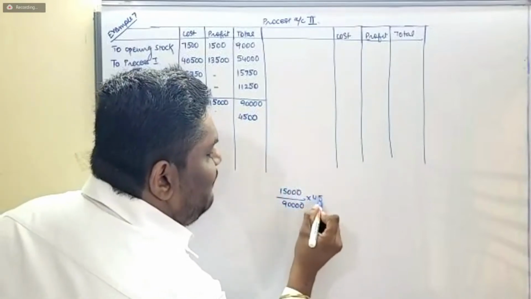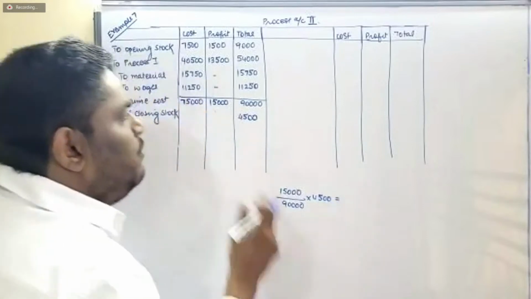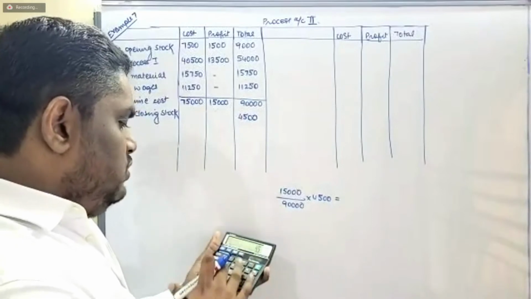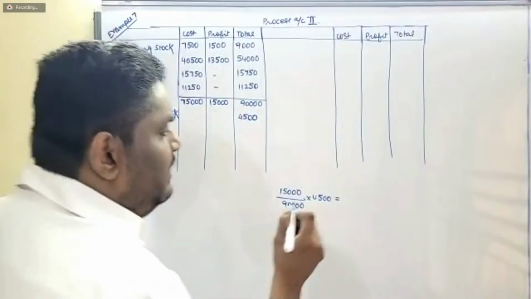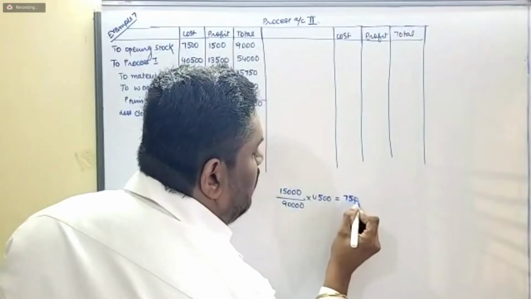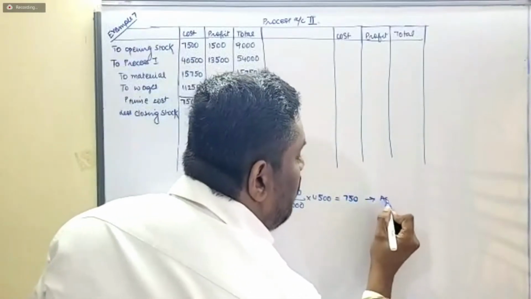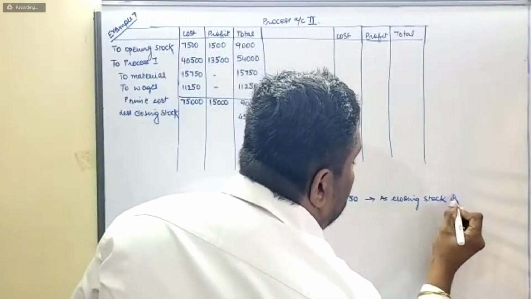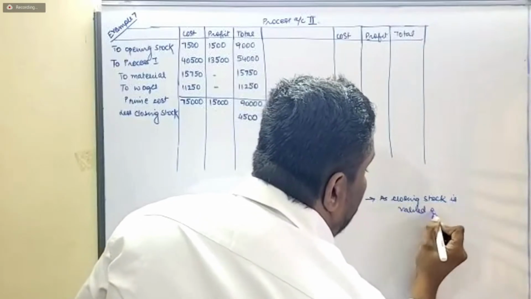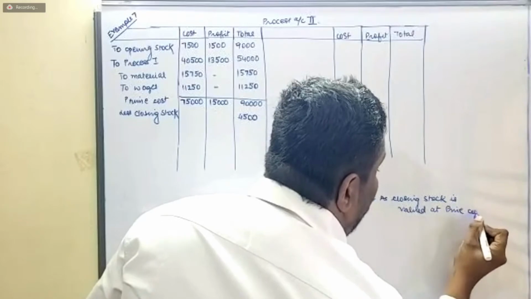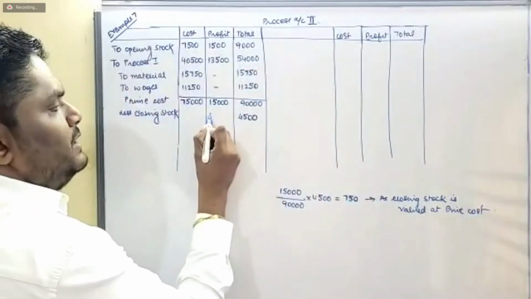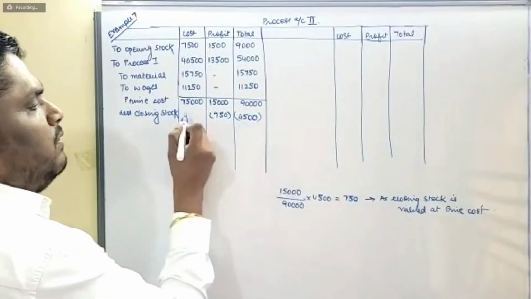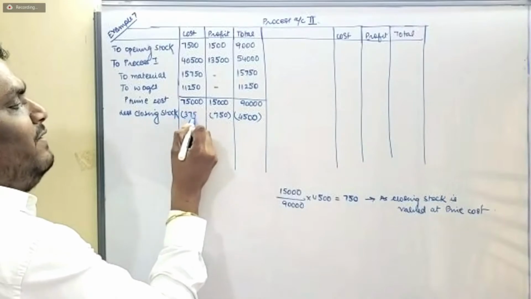Out of this 4,500 is my closing stock. So how much will be my profit? Very simple. So 15,000 profit on 90,000. So how much will be the profit on 4,500? This is 750. As closing stock is valued at prime, so this will be my profit 750 and my total cost will be 3,750.